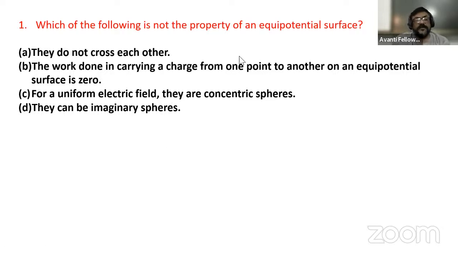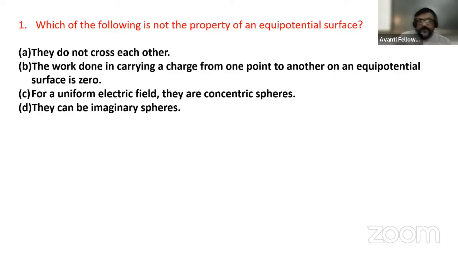Copy the question: which of the following is not the property of an equipotential surface? That's the question, so let us go through them. The first one, they do not cross each other. We know that two electric field lines will never cross each other. The electric field lines are the normals drawn to the equipotential surface. Electric field lines and equipotential surfaces will be normal to each other.